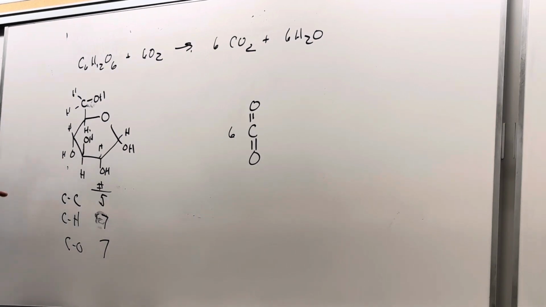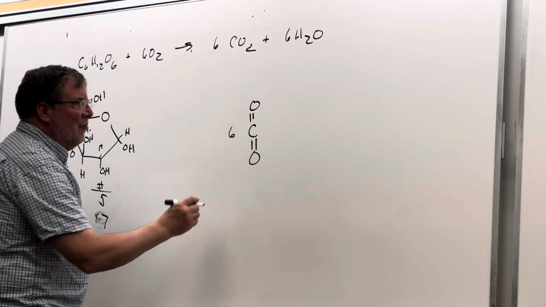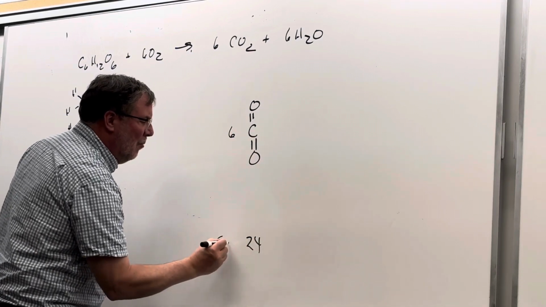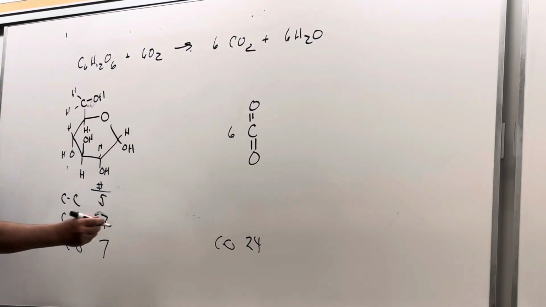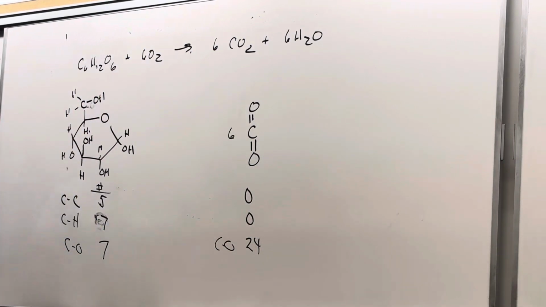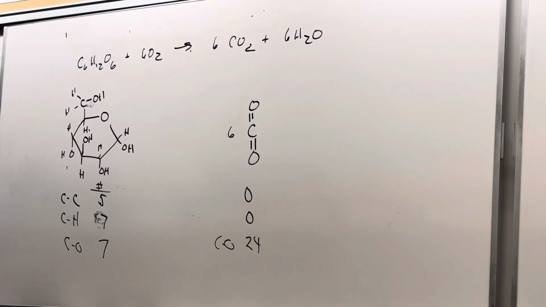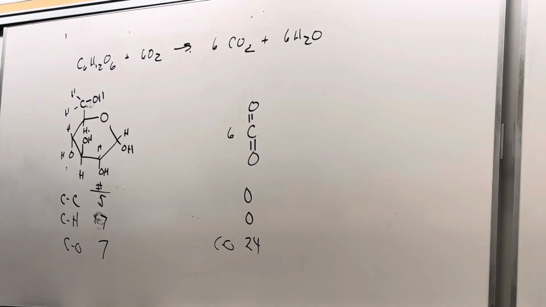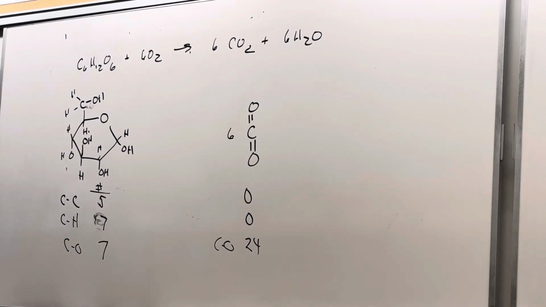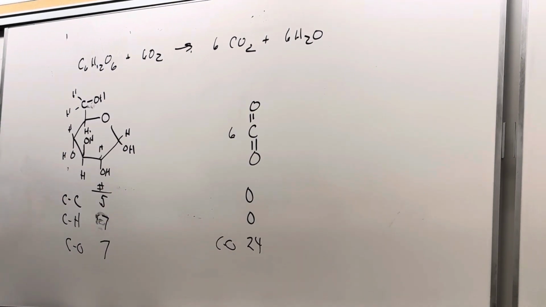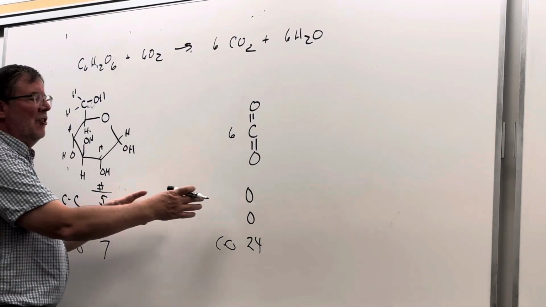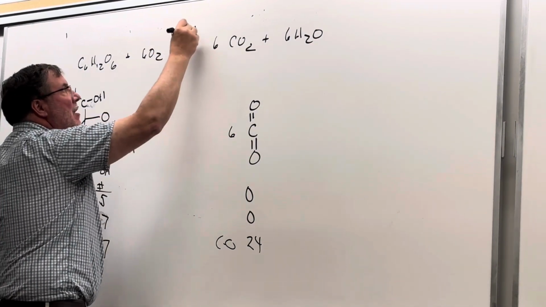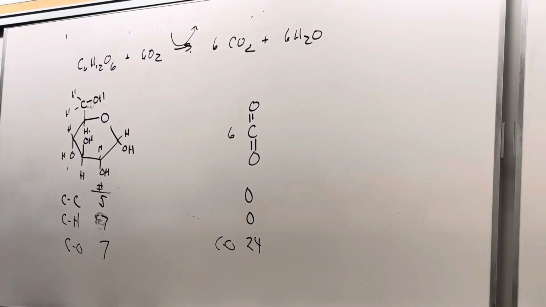All right, now over here, what we have is 24 carbon-oxygen bonds, and none of those. And this is energetically more stable than this is. So the complete oxidation of glucose is basically to convert carbon-carbon bonds to carbon-hydrogen bonds and carbon-oxygen bonds. And because the carbon-oxygen bonds are more stable, it's more energetically favorable, and so we can couple this process to the synthesis of ATP.